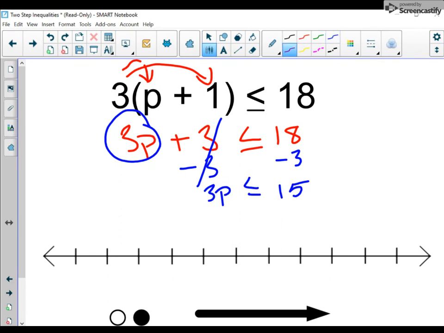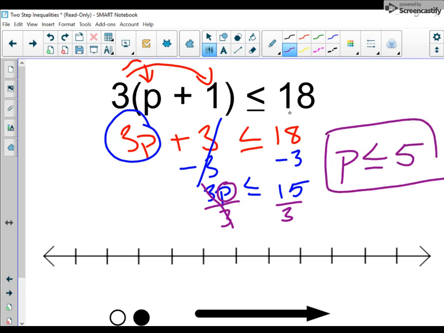From there, again, trying to get p by itself. So I have p times 3 right now. The opposite of times 3 is dividing by 3. 3 divided by 3 cancels out, and then 15 divided by 3 is 5. So you're left with p is less than or equal to 5. That's your final answer. P is less than or equal to 5.